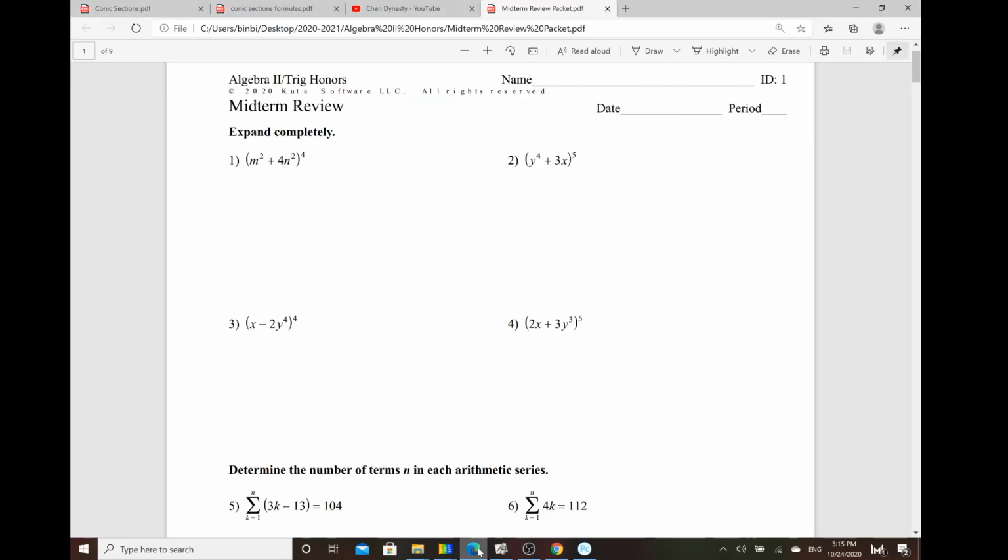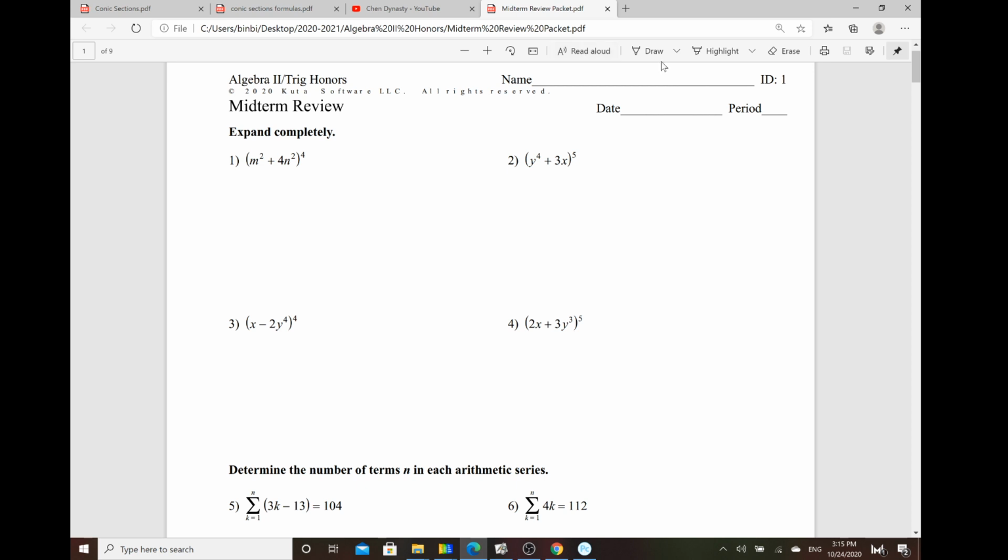Alright, Algebra 2 Honors students. Today I would like to go over the midterm study packet. The first part of the midterm study packet, number 2, so again, all the even numbers. This one is all about the binomial expansion.